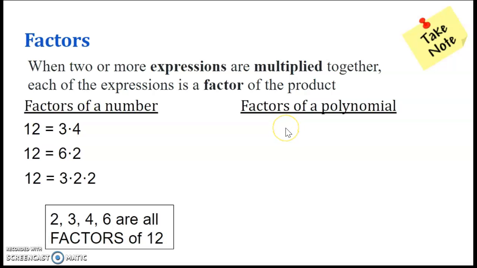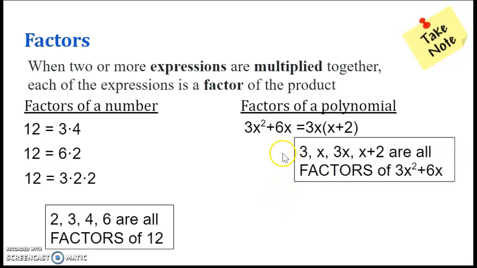Now factors of a polynomial. 3x squared plus 6x. Remember, we can factor out the GCF. That's what we did. We took out what was common to both, which was 3x. So we took that out and we said 3x multiplied by x plus 2 is exactly the same as 3x squared plus 6x. So this is the factored form. This is the expanded form. So the factors of 3x squared plus 6x are 3x and x plus 2.